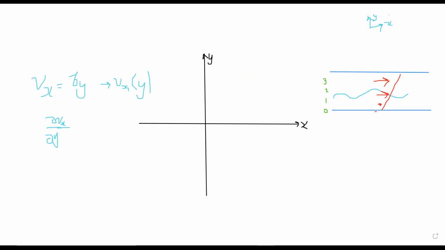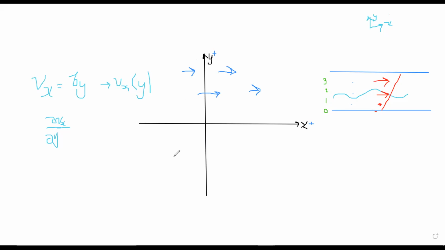So if I was to represent that on the xy diagram, it would be something like this, right? Velocity in the positive x direction in the positive y region, going in the positive x direction, and at different values of y, the magnitude of the velocity is different.